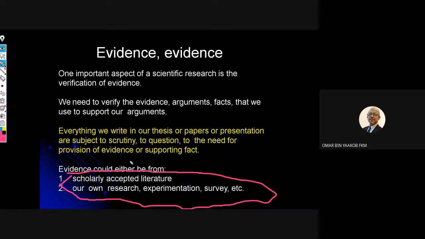So whatever choice you make, this method or that method, you must have evidence and an argument for it. That supporting fact could be from scholarly acceptable literature. For example, according to one journal article I've read, the article already discussed these three methods and did some validation, and they say that Ali's method is the most optimum for this kind of application. So that's why I use Ali's method.